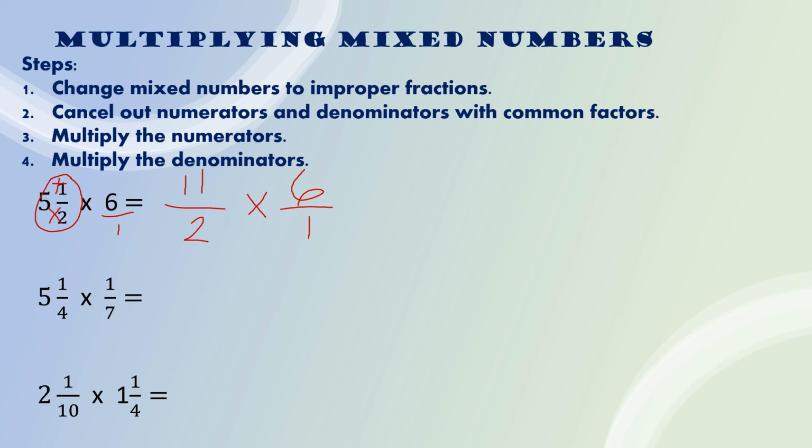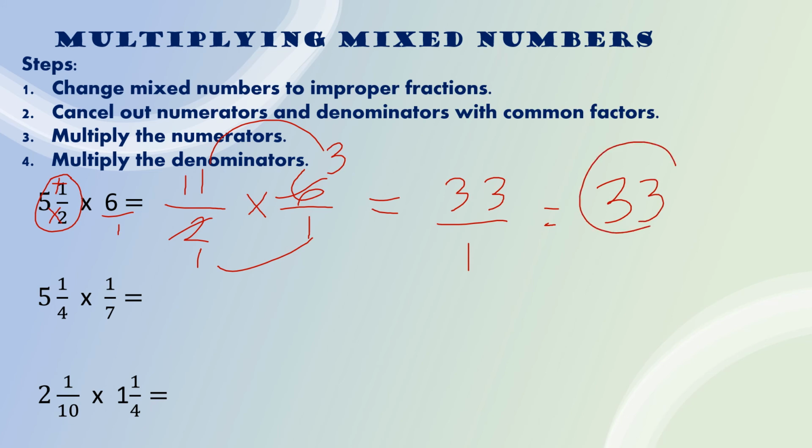So do we have numerators and denominators to cancel out? Yes, I can see 2 and 6. So this is 1, this is 3, and no more. So we can just multiply numerators. 11 times 3 is 33. 1 times 1 is 1. 33 over 1 is 33.